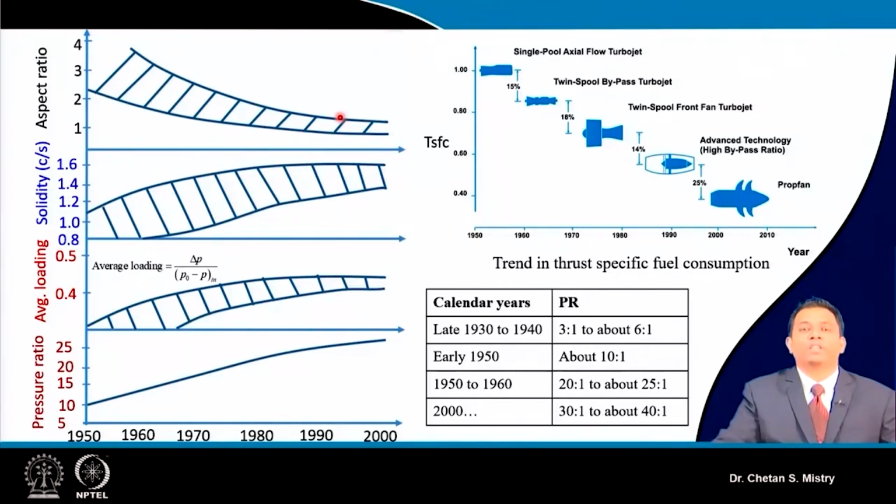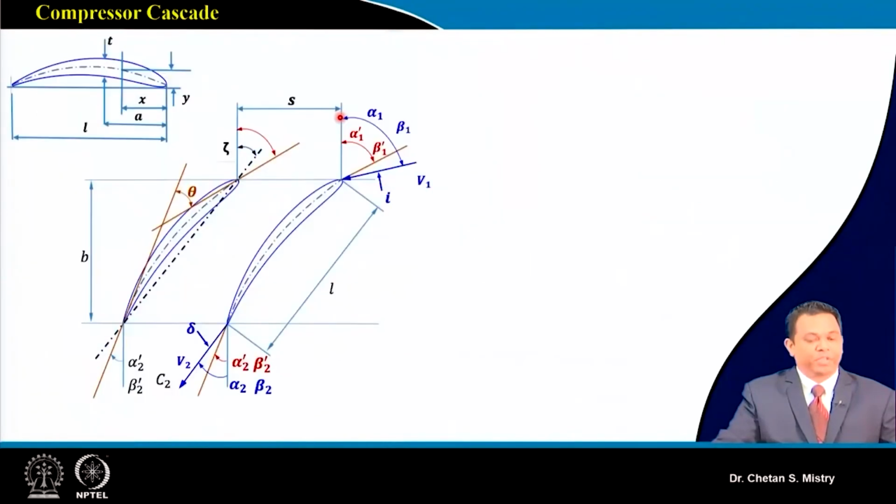Now let's move to the next step. Here this represents my compressor cascade. What we have realized is that we have different parameters coming into the picture. When I say aerofoil, which we use for our compressor blade, it comprises a number of parameters. Some of them we have discussed: air angle, that is my flow angle, incidence angle, deviation angle, camber angle, stagger angle.